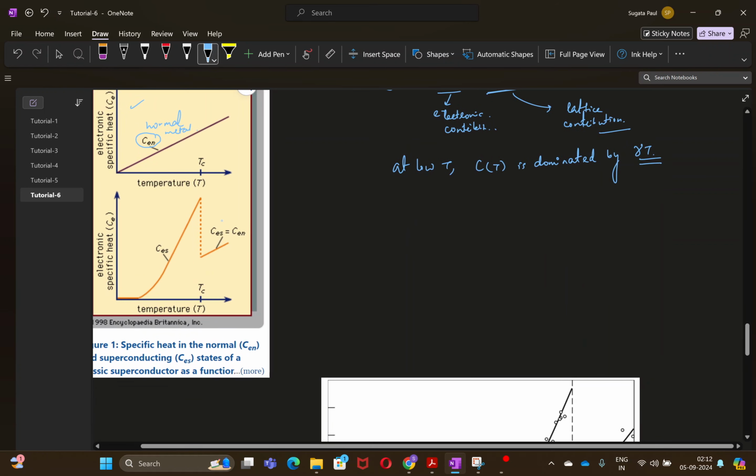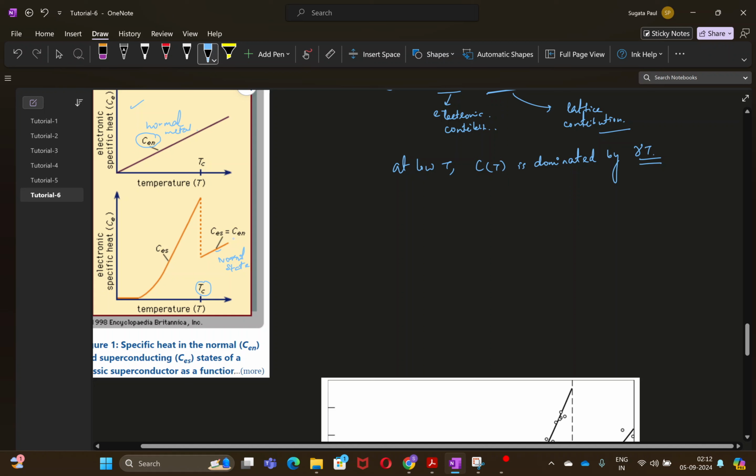But when you have a superconducting transition, the nature becomes different. Initially, beyond Tc, which is this Tc value of the material, while the material was still in the normal state, the graph was linear, which is this orange line.